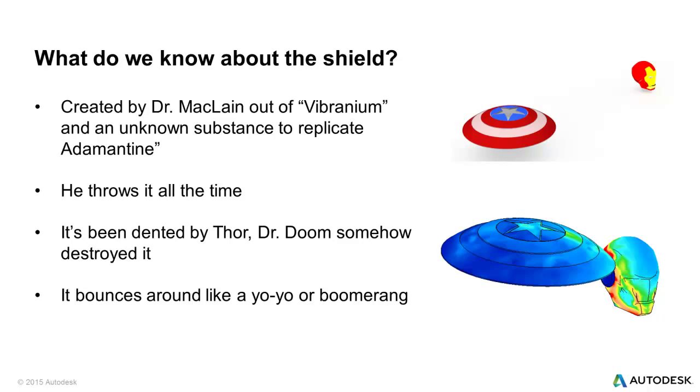He throws it all the time, like we've already covered. It's his main weapon. It actually has been dented by Thor, but then he had a change of heart and hammered it out, because Thor's a pretty strong kind of guy. And it also was destroyed by Doctor Doom. I didn't really look into that one too much, but somehow Captain America got a wish and got his shield back. It also bounces around like a yo-yo or a boomerang. He can whack like 7 people in one throw, which is pretty darn impressive. So, anyways, let's jump into the software and take a quick look.